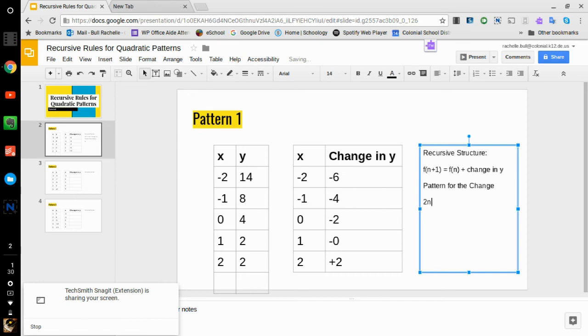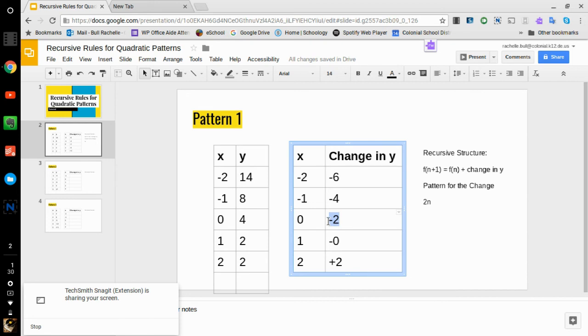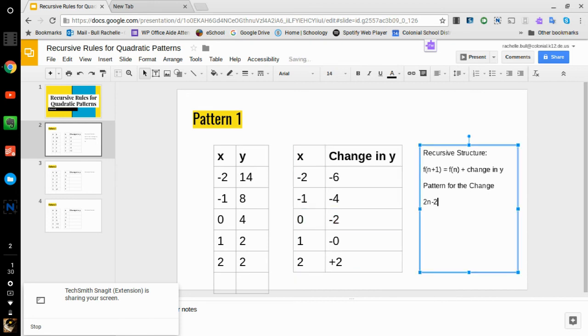We're just going to switch out n for x. Every time we're adding 2, so our slope is 2, and then our y-intercept right here is at the 0 point. So 2n minus 2 seems to be the pattern. Let's test it out.